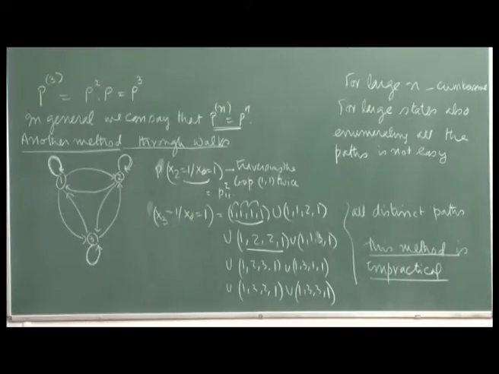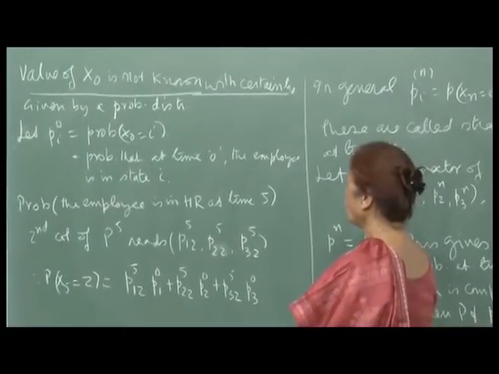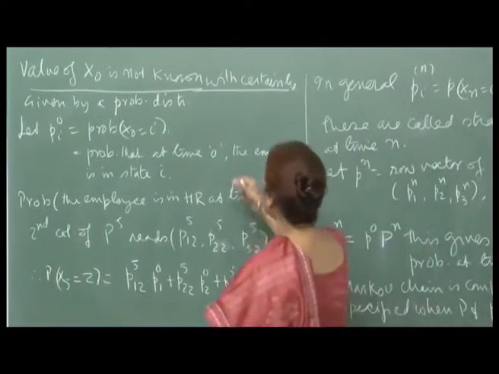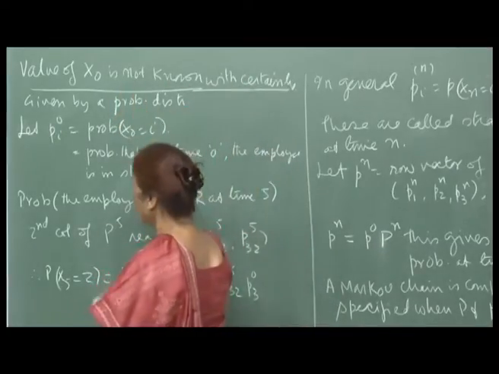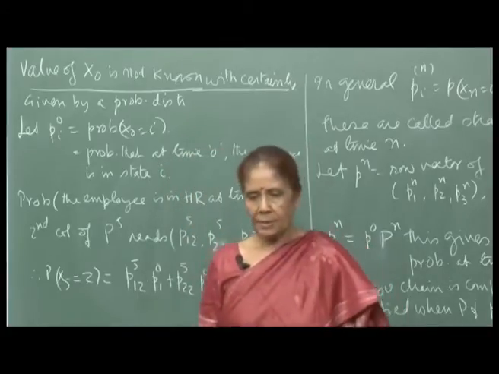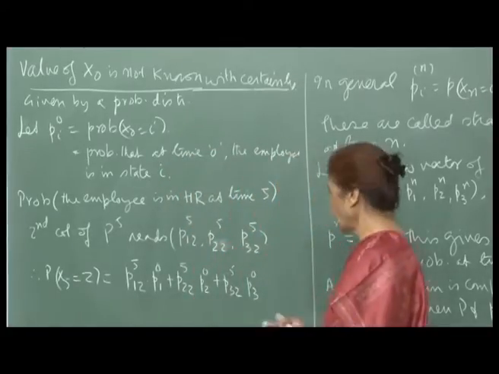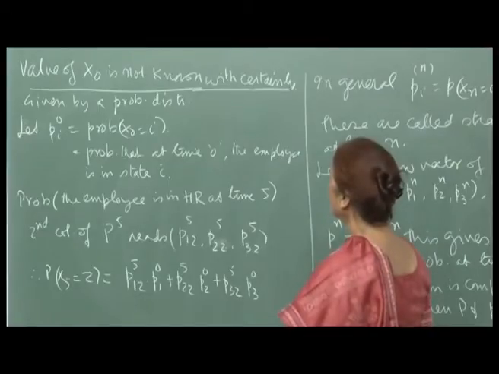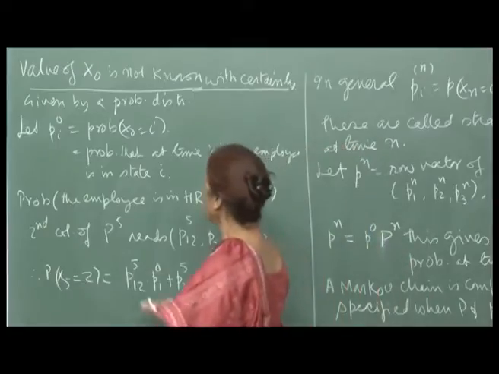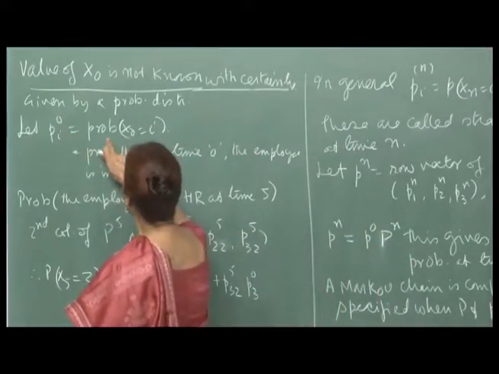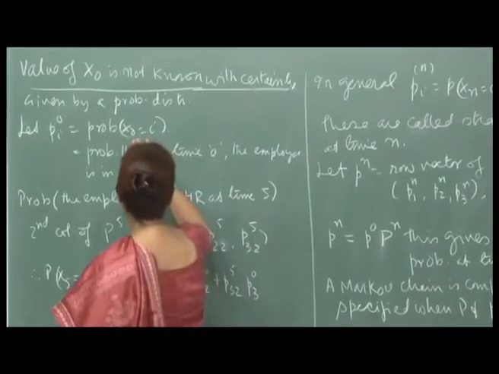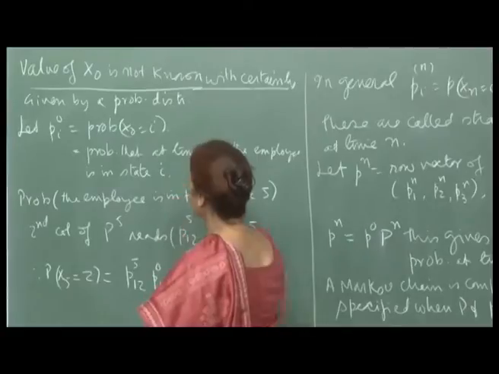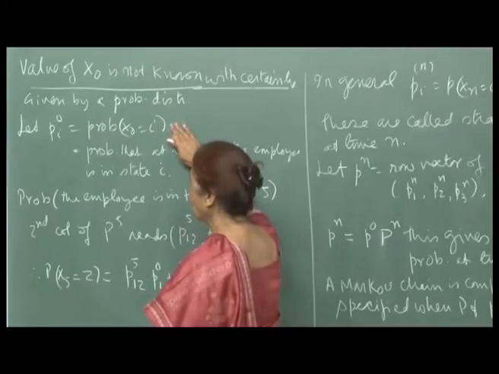But again there is some more information that we need, and that is, the value of x naught is not known with certainty. We do not know in which state the system was initially, or from where it started, right. So, this will normally be given by a probability distribution. That means, you will be given these values. So, p I naught is the probability that x naught is in state I, right. So, this is at time 0, that means, at initial time the employee is in state I. So, there is a probability attached to it.